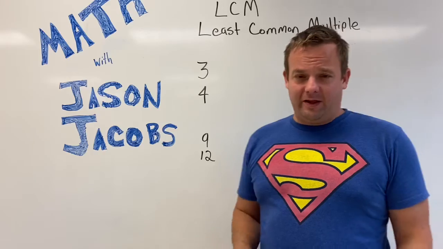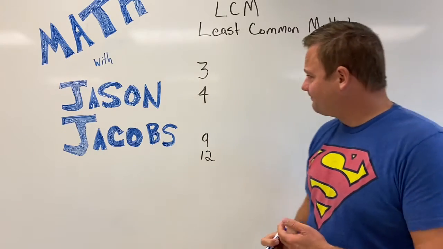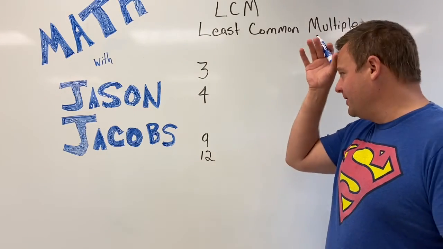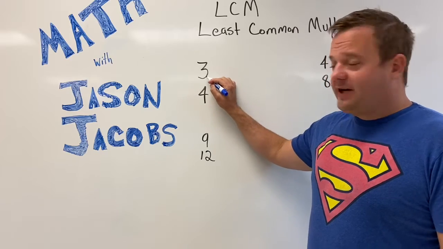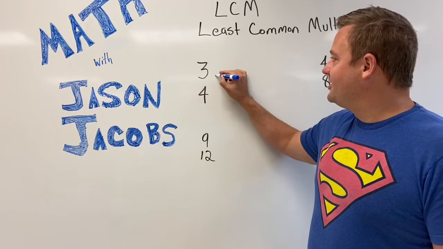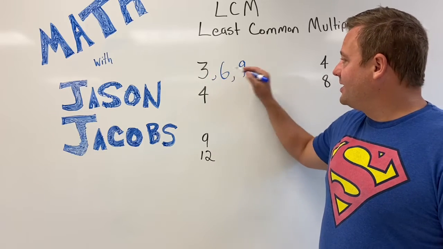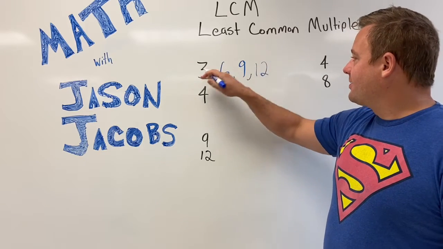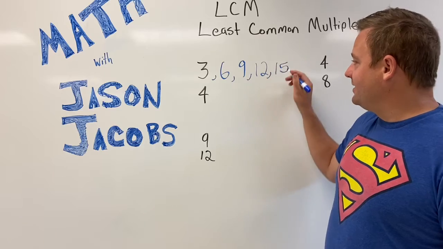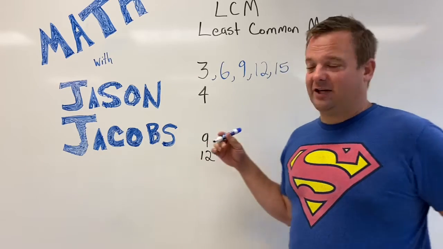multiples of 4, and then find the one that's in common. The smallest one that's in common, in fact. So 3 times 1 is 3. 3 times 2 is 6. 3 times 3 is 9. 3 times 4 is 12. 3 times 5 is 15. Let's see if we can get a match out of those.